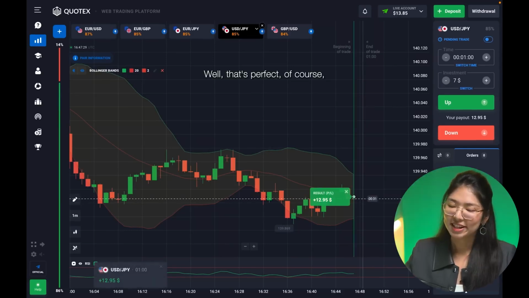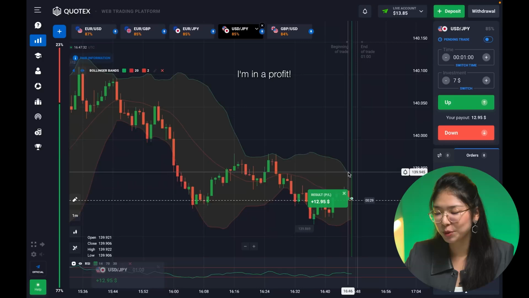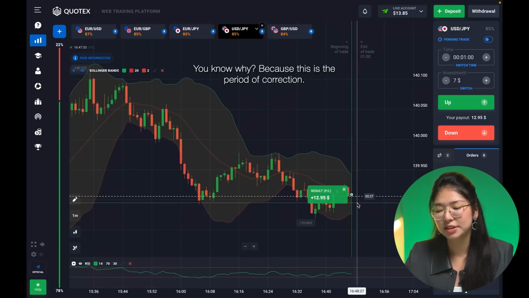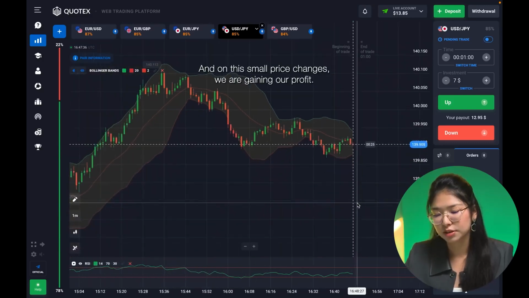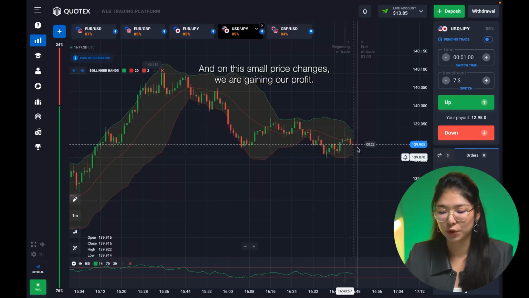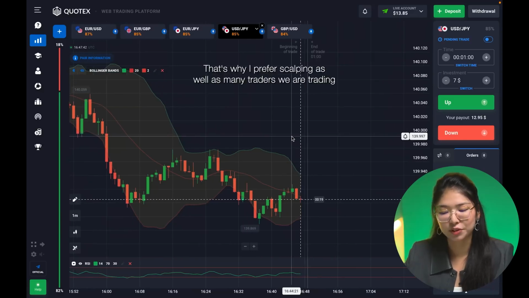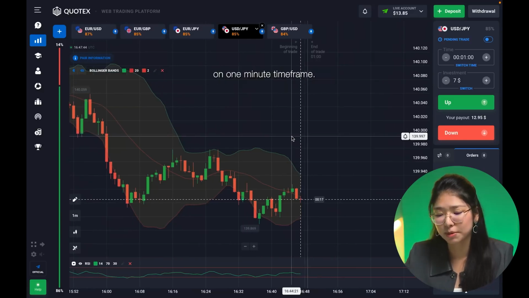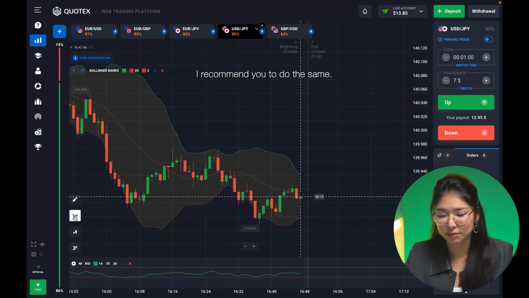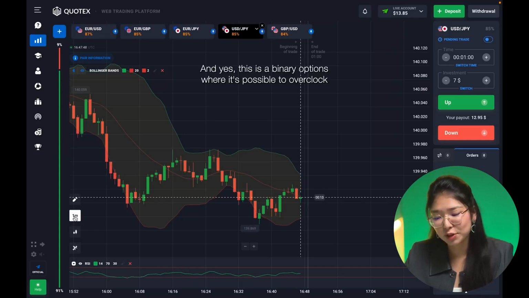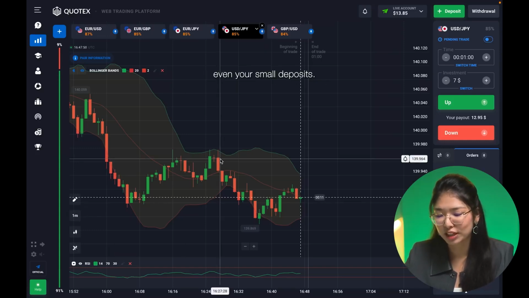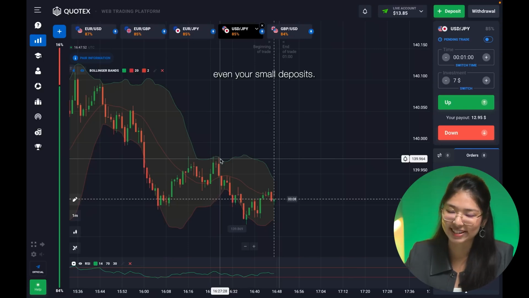So well, that's perfect, of course. I'm on a profit. You know why? Because this is a period of correction, and on the small price changes we are gaining our profit. Yes, that's a strategy. That's why perfect scalping, as well as many traders who are trading on 1 minute time frame, and I recommend to do the same. So yes, this is a binary options where it's possible to overclock even your small deposit, guys.